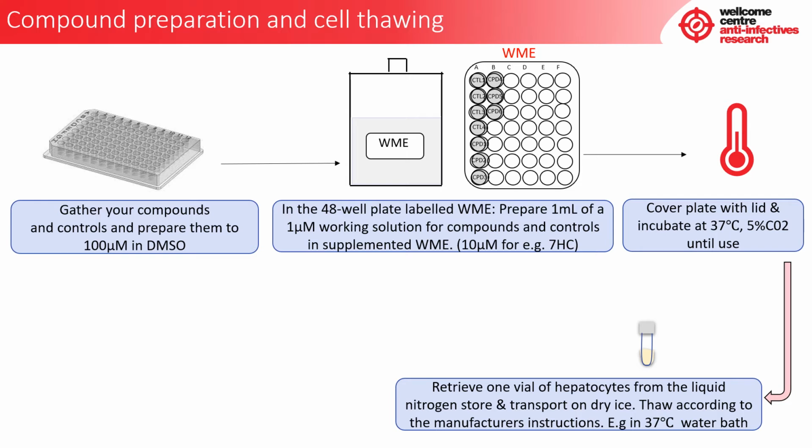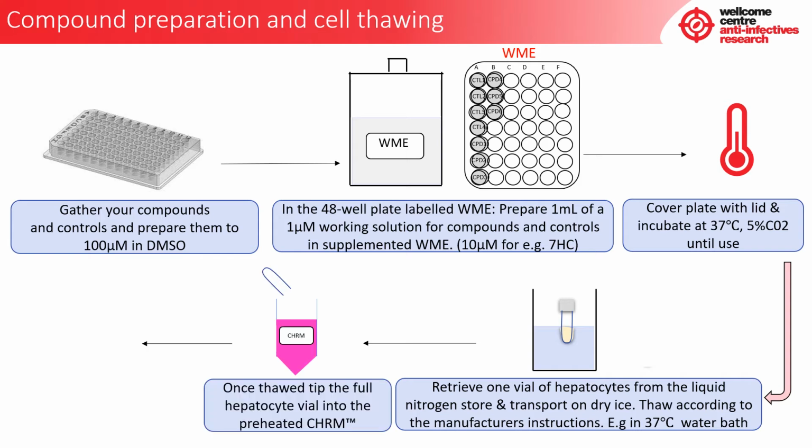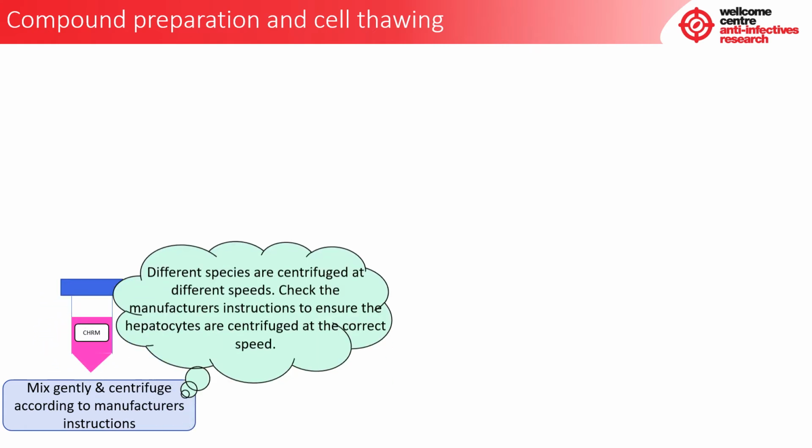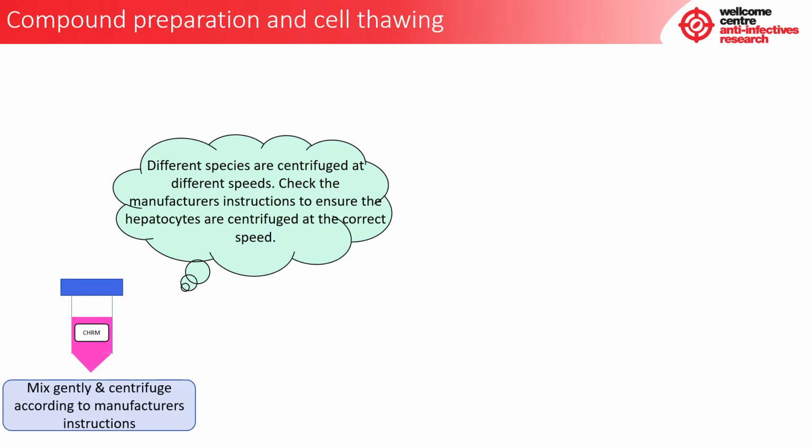Next, retrieve 1 vial of cryopreserved hepatocytes from the liquid nitrogen store and transport on dry ice. Thaw according to the manufacturer's instructions, for example, in a 37-degree water bath. Once thawed, tip the full vial of hepatocytes into the preheated CHARM. Mix gently and centrifuge according to the manufacturer's instructions. Different species are centrifuged at different speeds. Check the manufacturer's instructions to ensure the hepatocytes are centrifuged at the correct speed.